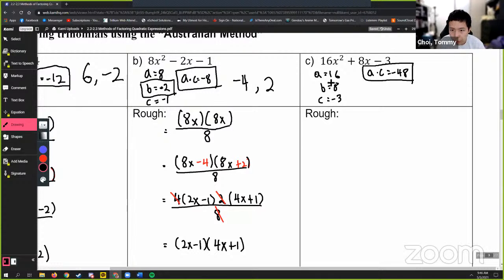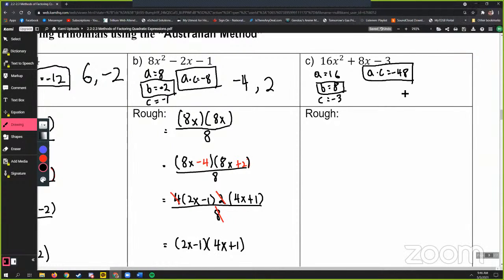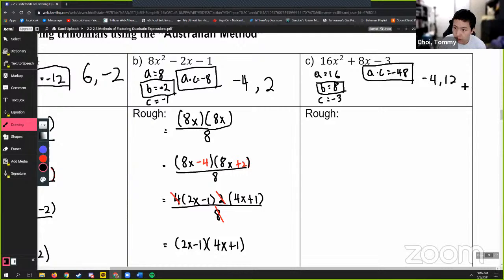So most people did method 2, so this should be a good check for you all. What are two numbers that multiply to negative 48 but add to 8? Negative 4 and 12. Negative 4 and 12. Okay. So there's our numbers here.